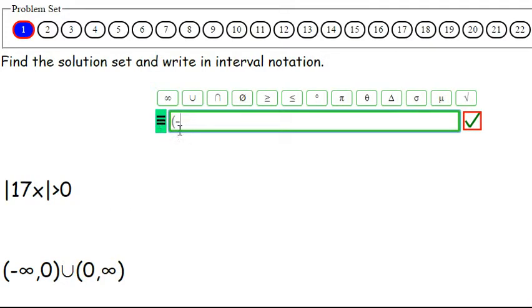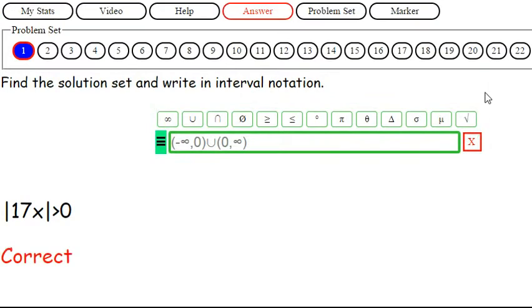Let's see, so you got negative, just push there, bring up the infinity symbol, 0, union, and then 0, comma, to infinity, right? Correct. Okay, so there you go.